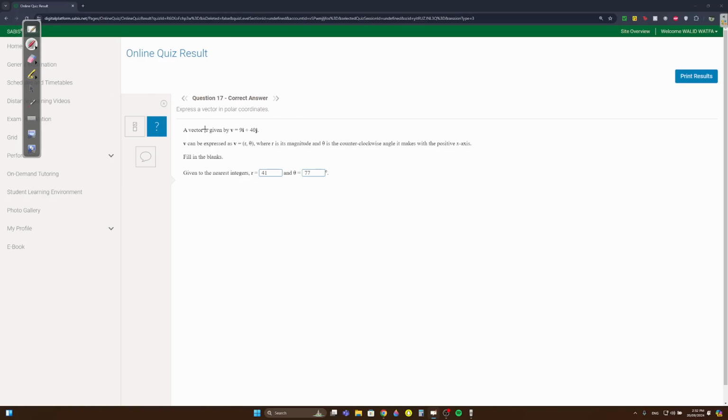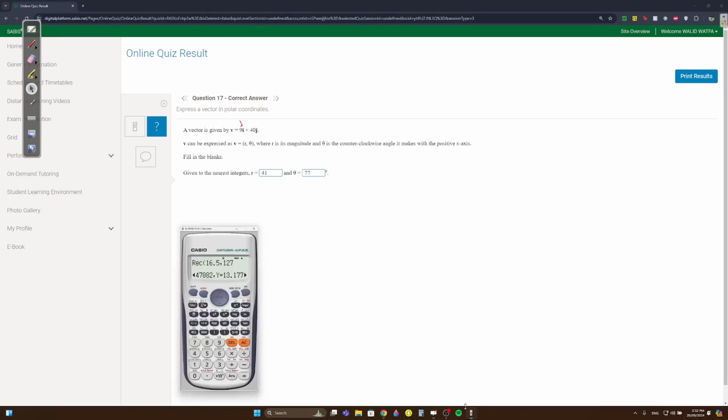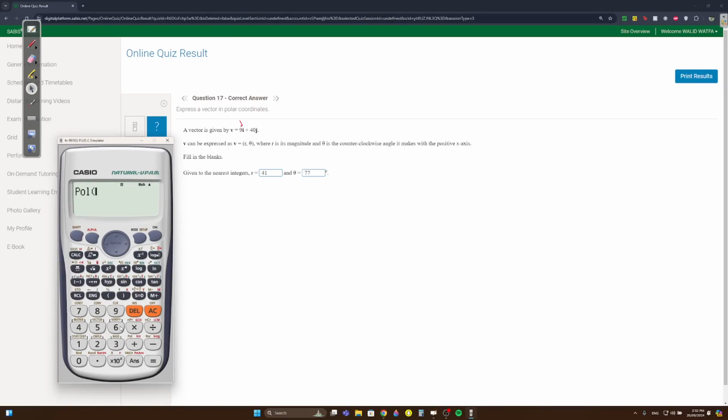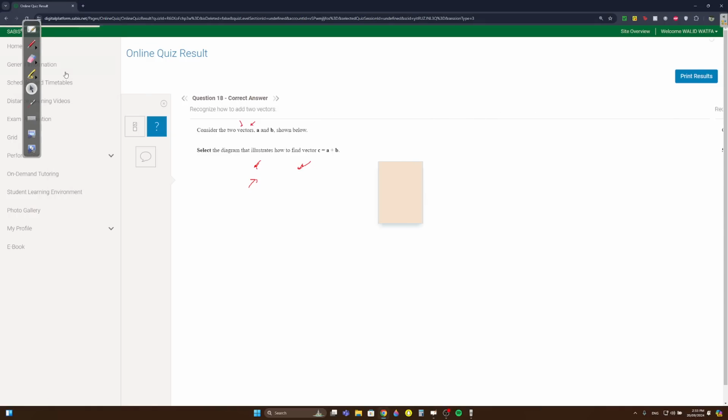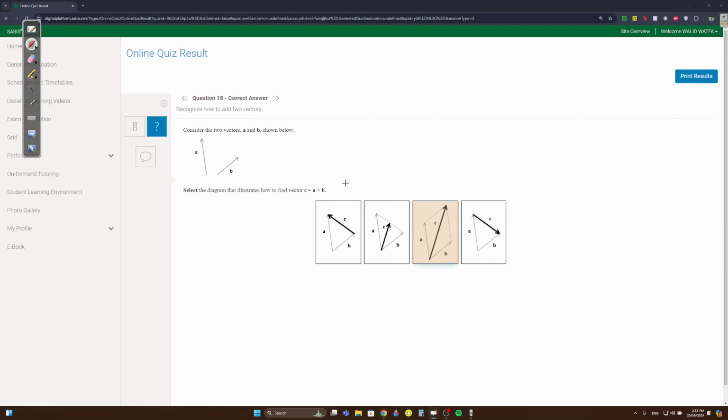A vector v is given by 9i plus 40j. It can be expressed as, they just want you to convert it into polar. Let's just convert it to polar. 9, 40. The magnitude is 41 and the angle is 77. If this does come written, guys, first you need r. Polar is always r and theta. You need the magnitude and you need the angle. Magnitude, radical 9 squared plus 40 squared equals 41. Theta, you do shift tan 40 over 9, shift tan y over x. In case it comes written. Again, I'm not sure, I still haven't seen what might come written.